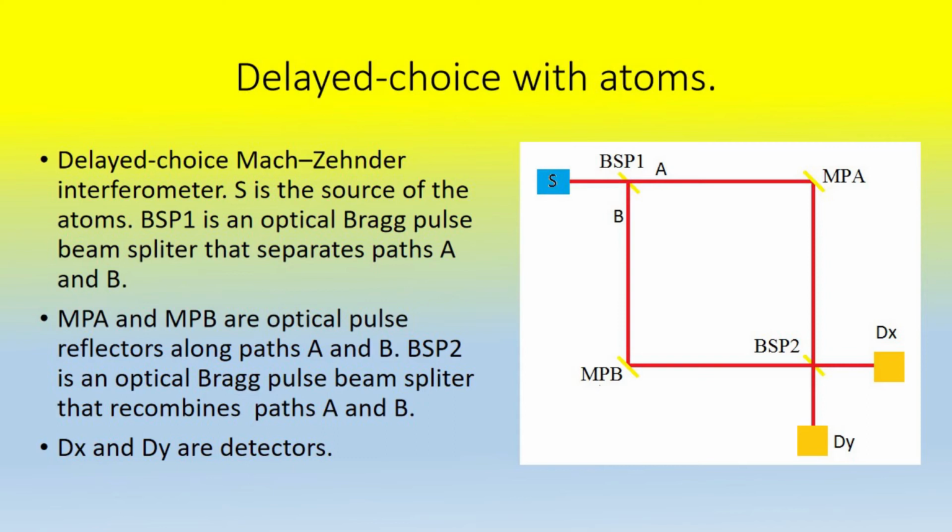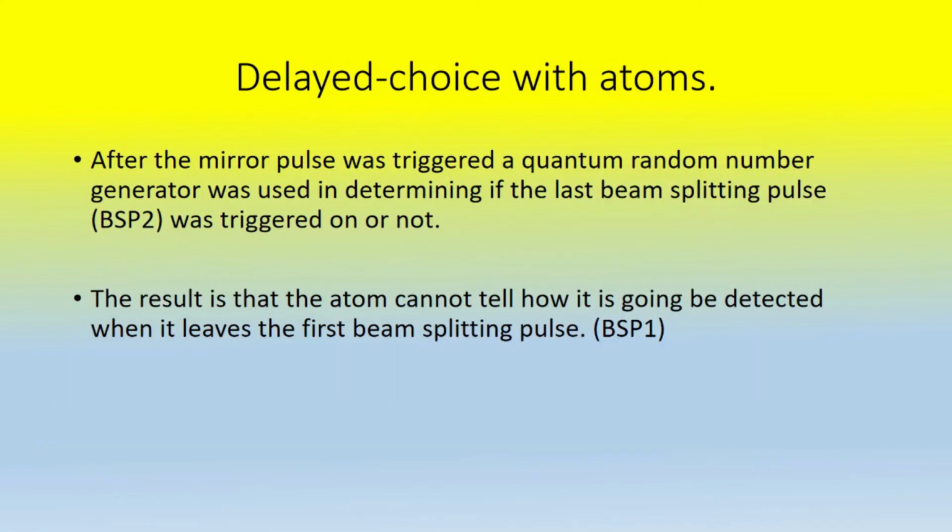MPA and MPB are optical pulse reflectors along paths A and B. BSP2 is an optical Bragg pulse beam splitter that recombines paths A and B. And dx and dy are detectors. After the mirror pulse was triggered, a quantum random number generator was used to determine if the last beam splitting pulse, BSP2, was triggered or not.